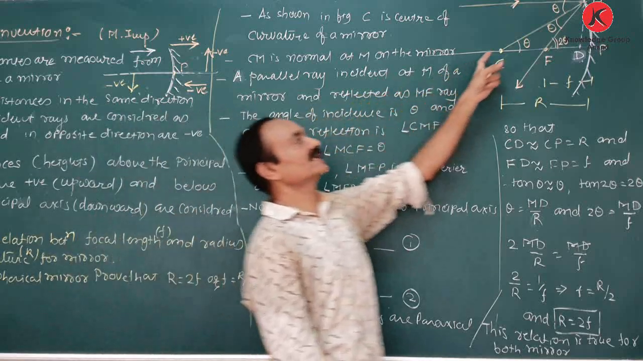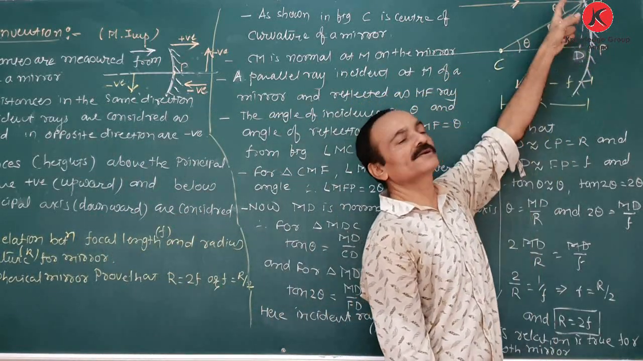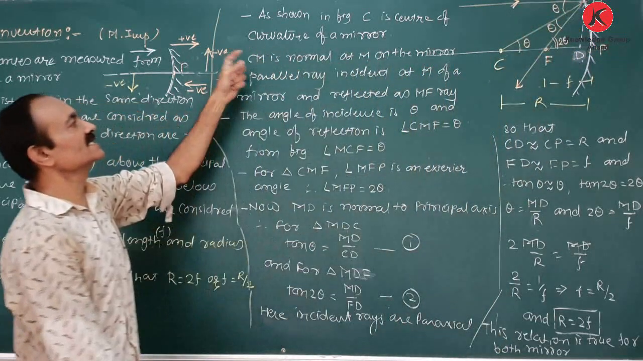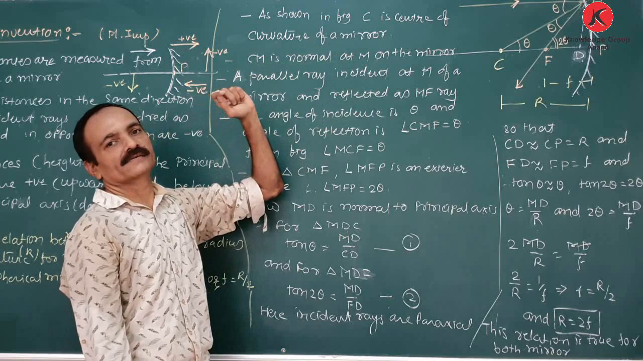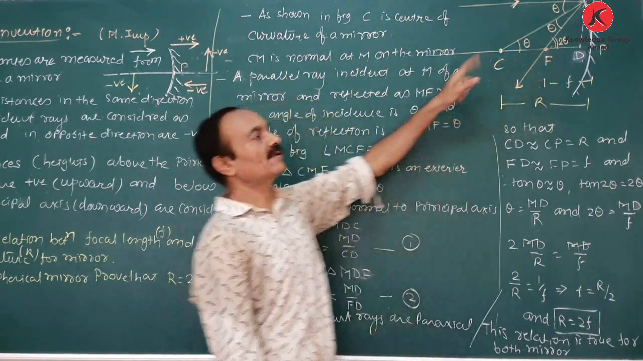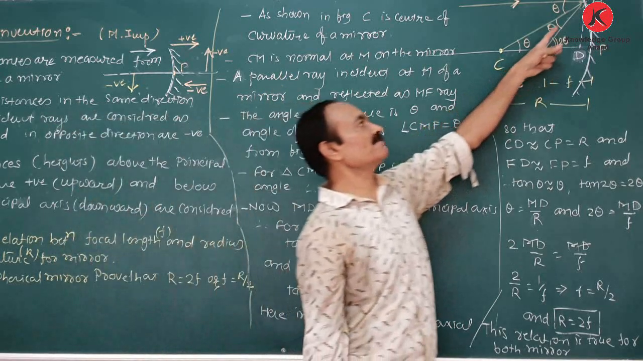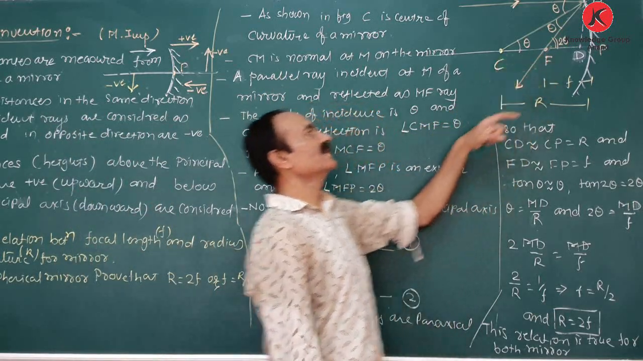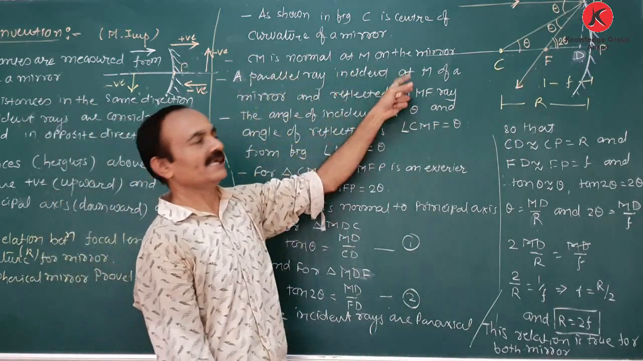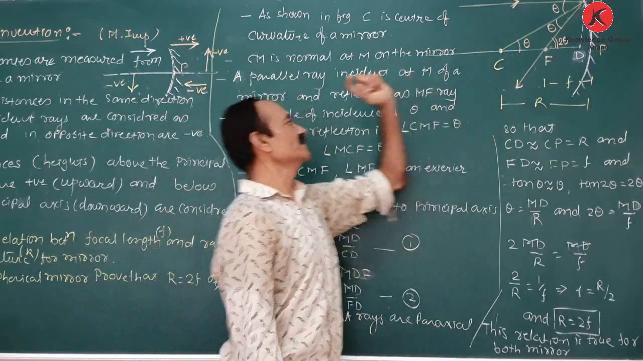As we connect C and M, that becomes the normal to the mirror at point M. Therefore, CM is the normal at M on the mirror. Now, a parallel ray is incident at point M on a concave mirror, and after the reflection, it must pass through the principal focus. Therefore, the reflected ray is MF.